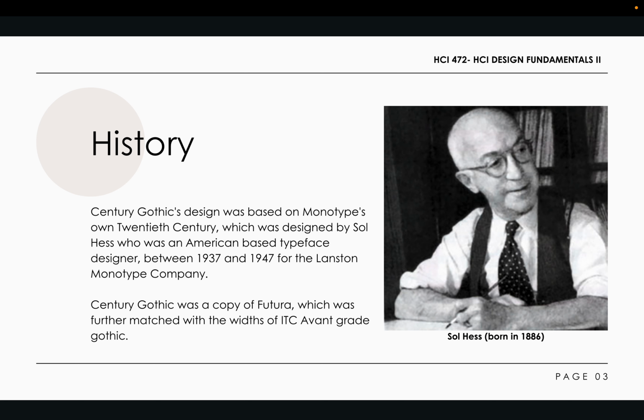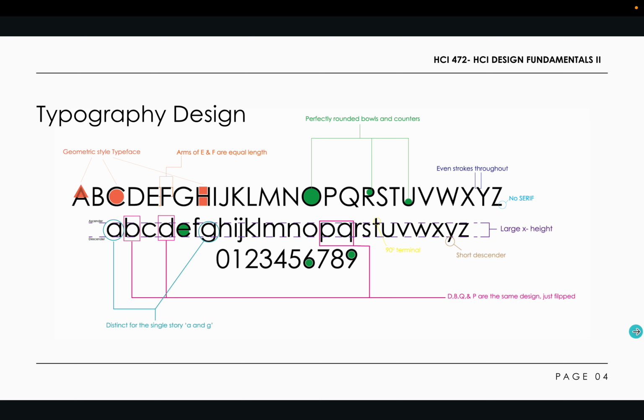And talking about how the name Century Gothic was formed. The combination of 20th Century and ITC Avant Garde Gothic was then named Century Gothic, taking Century from 20th Century and Gothic from Avant Garde Gothic. That's how Century Gothic came up. And let's talk about the design.